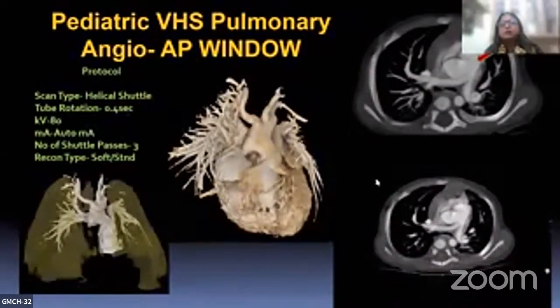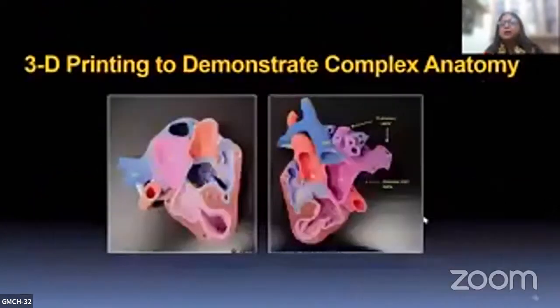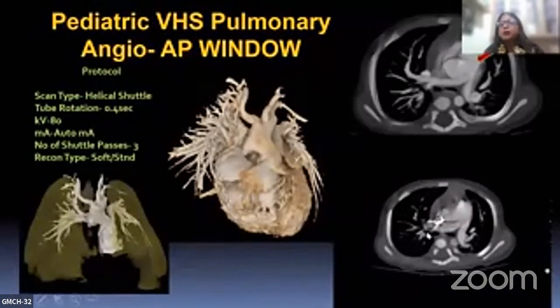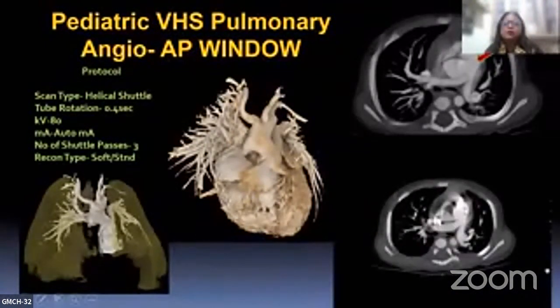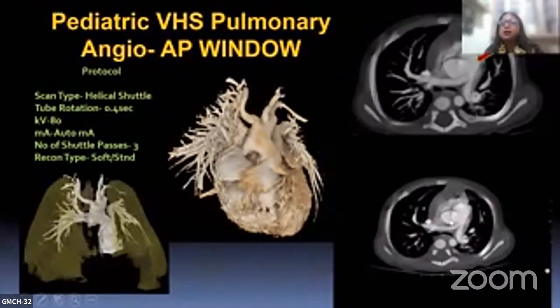Nowadays, the CT machine which we have has a volume helical shuttle, where with the same contrast, we can get in a loop how the contrast is flowing. As we can see, with the same contrast, we can see how the contrast is flowing in the arteries, and we can see the aortopulmonary window very well.